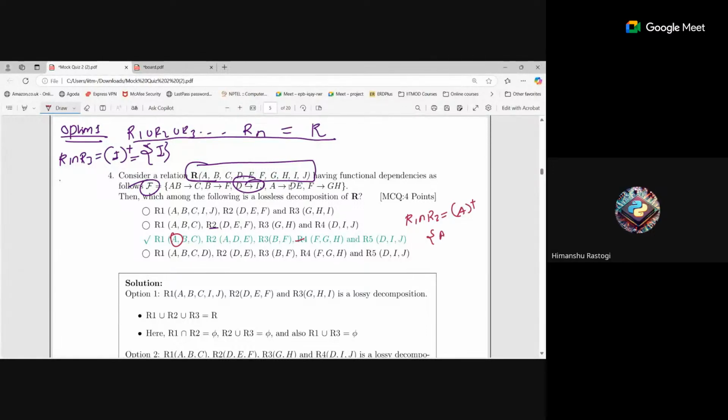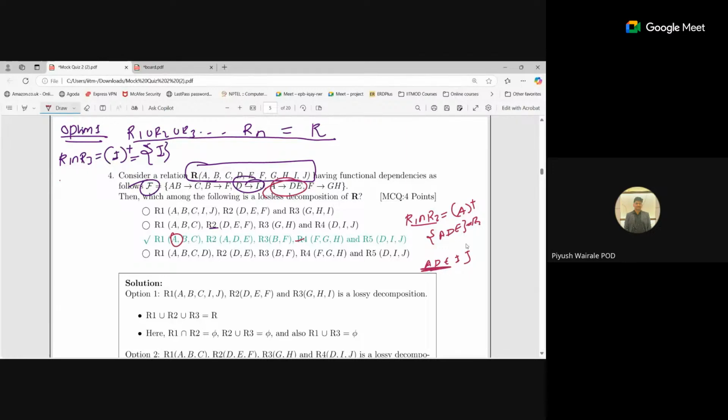R2, AD. Yeah. That is basically what? R2 here. So I can join this R1 too. Sir, but the closure of A will be A, D, E, I, J. Yeah, that is fine. A, D, fine. E, I, J. But we are already getting R2 here.